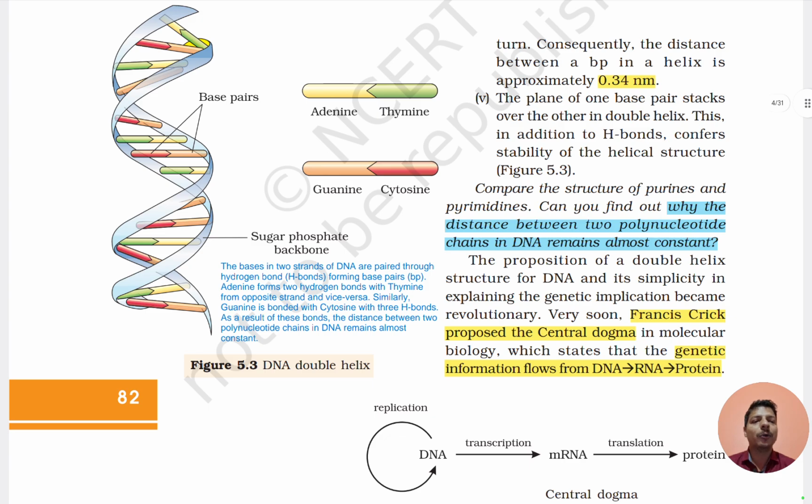And here a question is asked: why does the distance between the two polynucleotide chains in DNA remain almost constant? And the answer is, because the bases of the two strands of the DNA are paired through hydrogen bonds, forming base pairs. Adenine forms two hydrogen bonds with thymine from the opposite strand and vice versa. Similarly, guanine is bonded with cytosine with three hydrogen bonds. As a result of these bonds, the distance between the two polynucleotide chains in DNA remains almost constant.